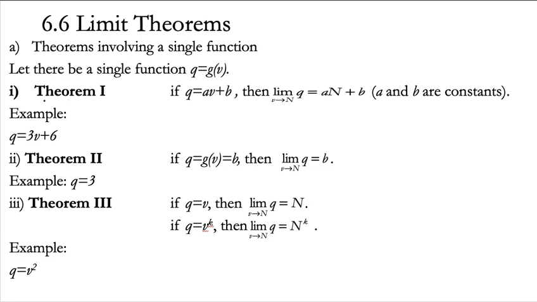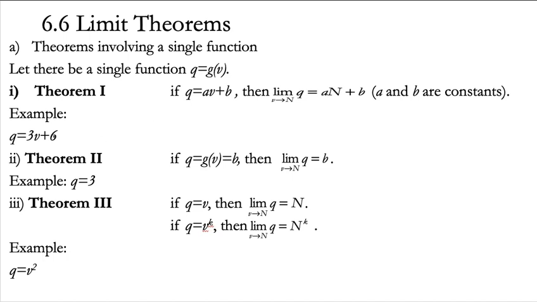So the first theorem here says that if Q equals Av plus B, then the limit of Q as v approaches n is actually A times n plus B. And we remember that A and B are constants.